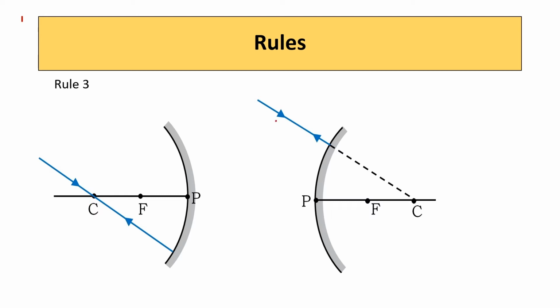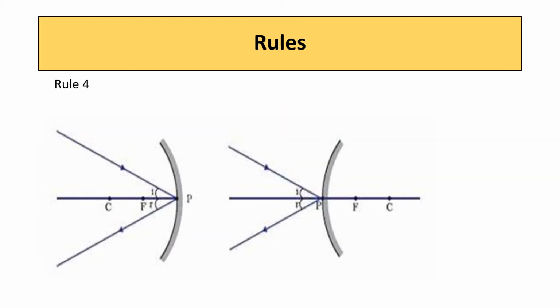For the convex mirror, this is the incident ray and this is the reflected ray. If the incident ray is passing through the center of curvature, the ray is reflected back along the same path. That is the third rule. What is the fourth rule?